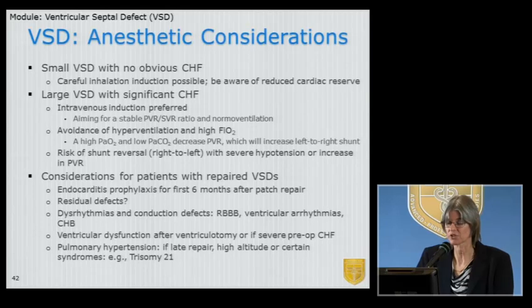You can have ventricular dysfunction, especially if they had to cut in the ventricle or if they had severe pre-op congestive heart failure. And then if the repair was late, or you have syndromes like trisomy 21, or you go on one of these missions and work up in high altitudes, then these kids might present with pulmonary hypertension.